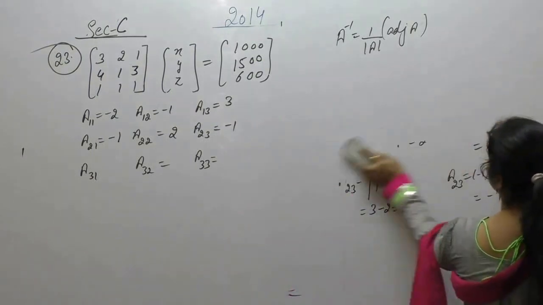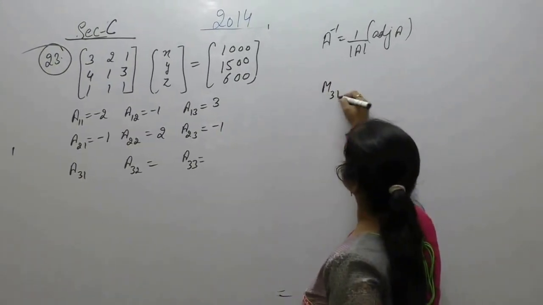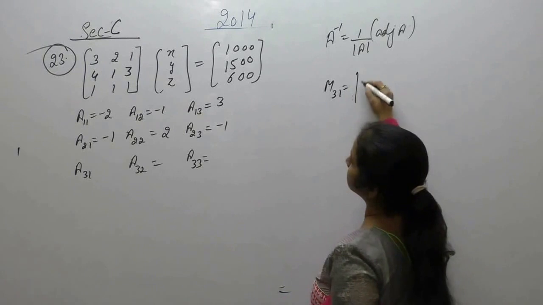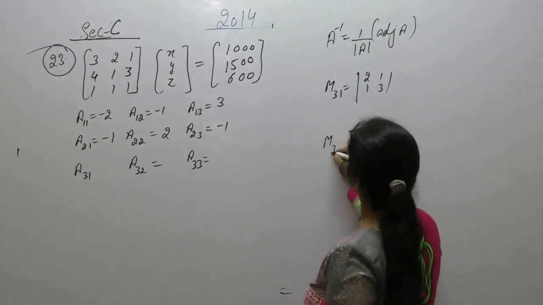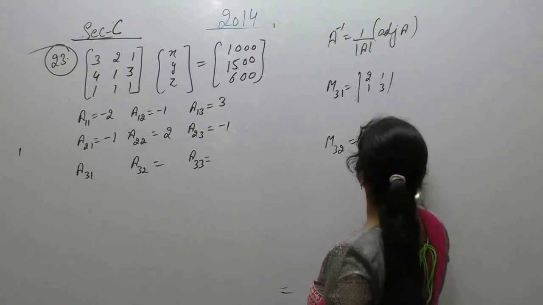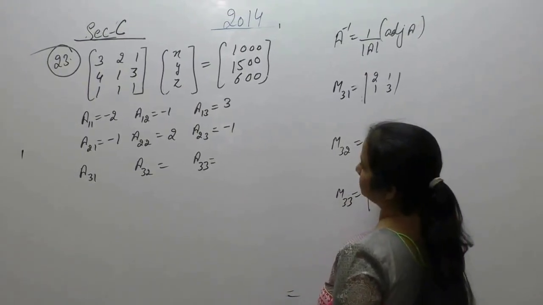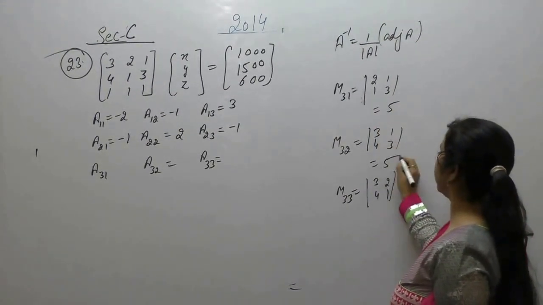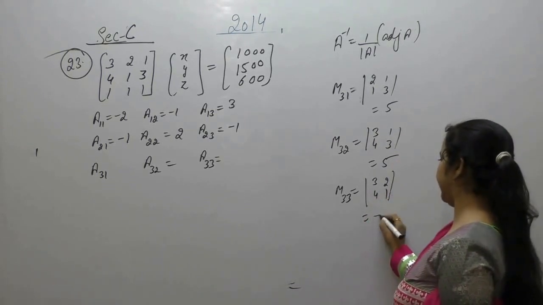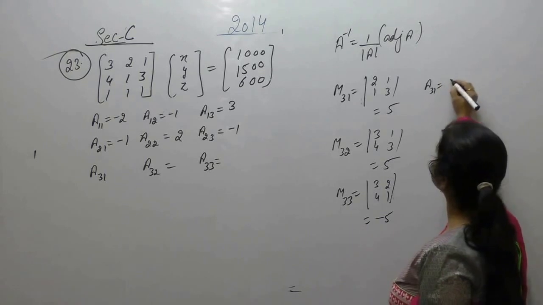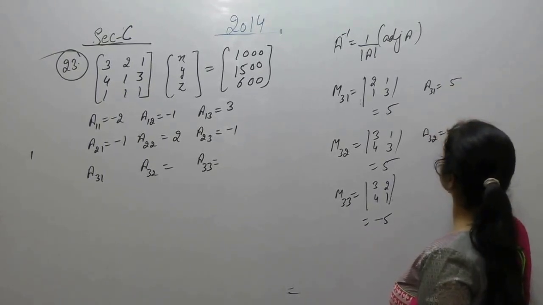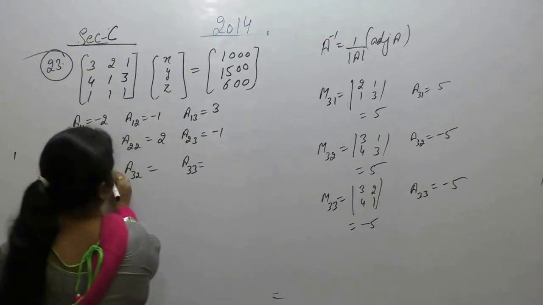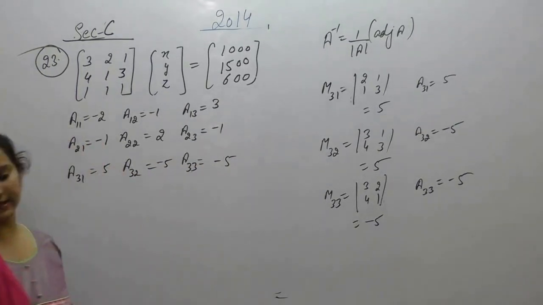Now M31, leaving third row and first column, third row and second column, third row and third column. 3 into 2, 6 minus 1, 5, 9 minus 4, 5, 3 minus 8. A31, 3 plus 1 is 4, 3 plus 2 is 5, and 3 plus 3 is 6. So we get 5, minus 5, minus 5.